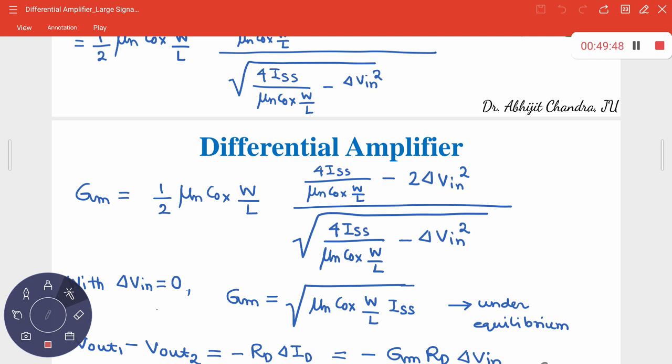Here also you find that if this entire factor is equal to 0, then also GM drops to 0. What is that value? We have 2 delta V square equal to 4 ISS upon mu n C ox W over L. That means the same as the previous value that you have got, no? That value is nothing but delta V in.